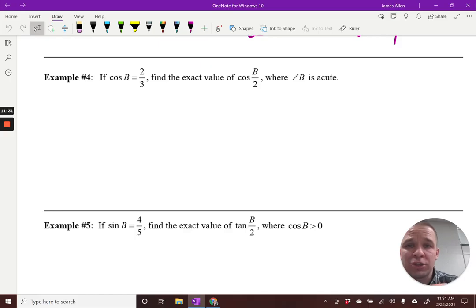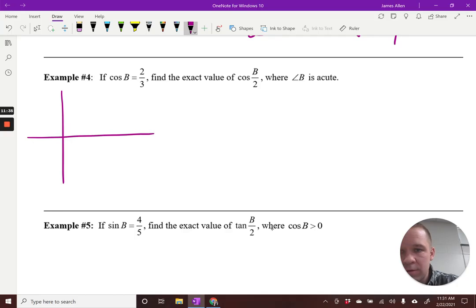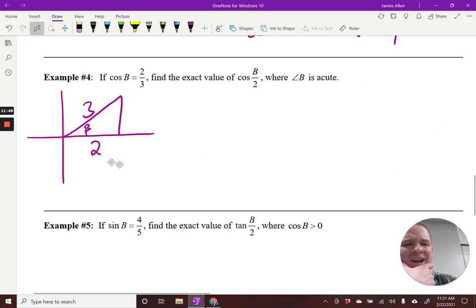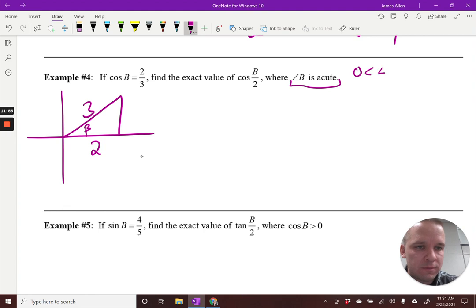So first off, I'm going to draw a triangle, much like we've done with these problems in the past. So I'd have 2, 3, right? One thing that I just kind of brushed over is, why did I draw it in the first quadrant? Well, it says b is acute, meaning b is between 0 and 90 degrees. So that lands it in quadrant 1. That's how we came to that conclusion.